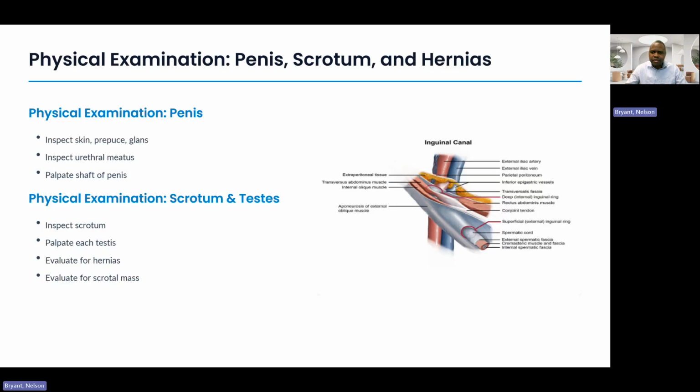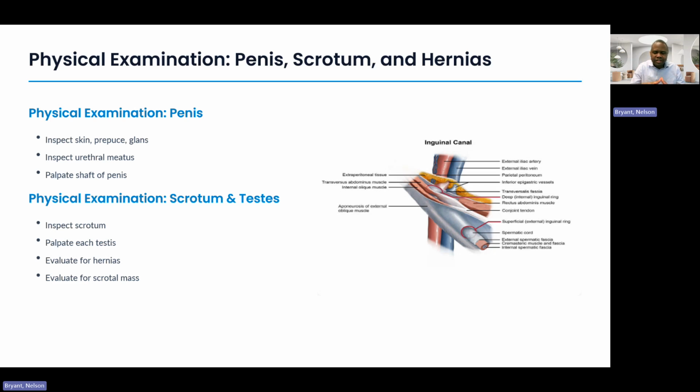Also, let's talk about how you inspect the penile skin and glans or regions. Check the urethral meatus for discharge. This is another way of making a comprehensive assessment of the male genitalia. So palpate the scrotal contents and identify the testes and epididymis, noting any masses or tenderness, and evaluate for any hernias.